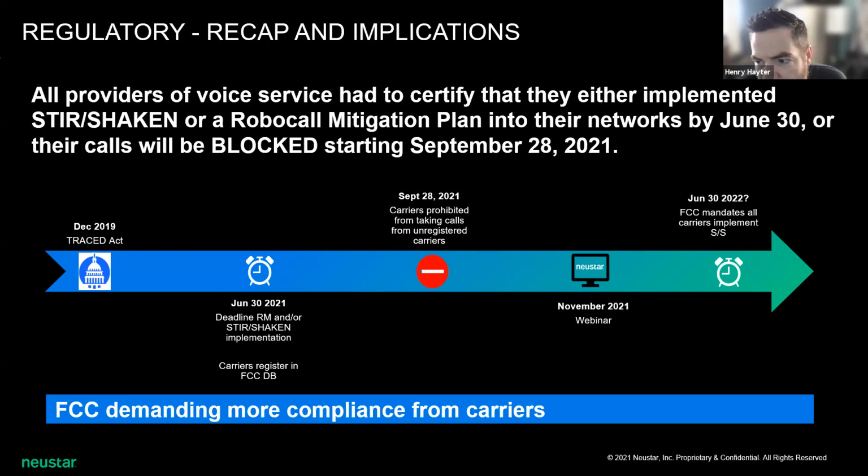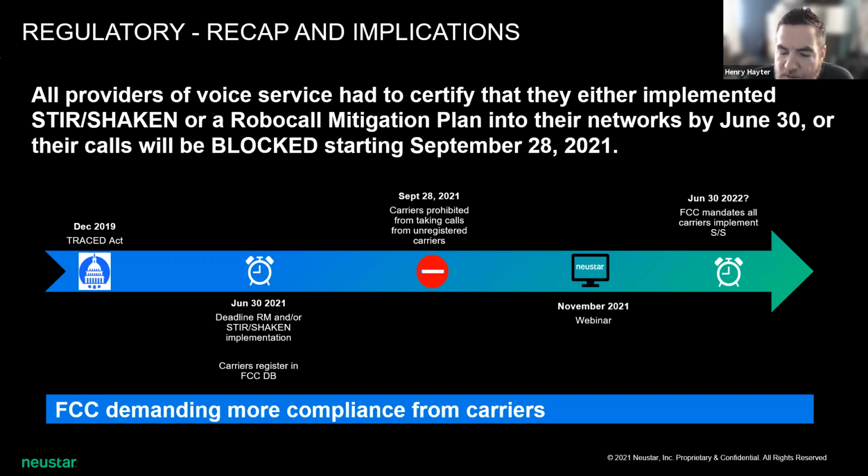Neustar has a service offering. We're rapidly deploying with many of our customers to help provide them some guidance. But the objective is really to get to, by the middle of next year, all carriers implementing STIR/SHAKEN. Even the ones that have some technical limitations today, we have some workarounds for them to allow them to be compliant. And so that's the timeline for that.